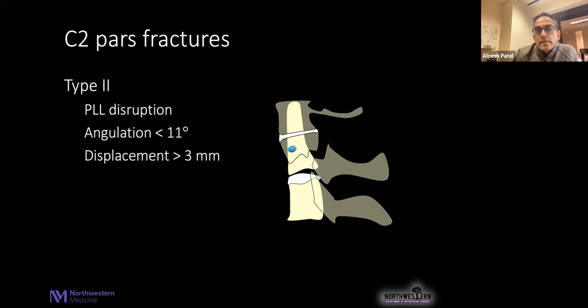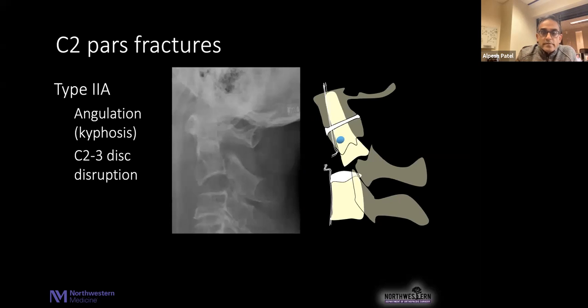Type 2 injuries, the thought is the PLL is likely disrupted here. You get a little bit more displacement. You start to get more angulation as well. But again, these type 2 injuries are generally thought of as ones that can be reduced and maybe held in reduction with a halo or with a collar potentially to try to treat these as closed injury patterns.